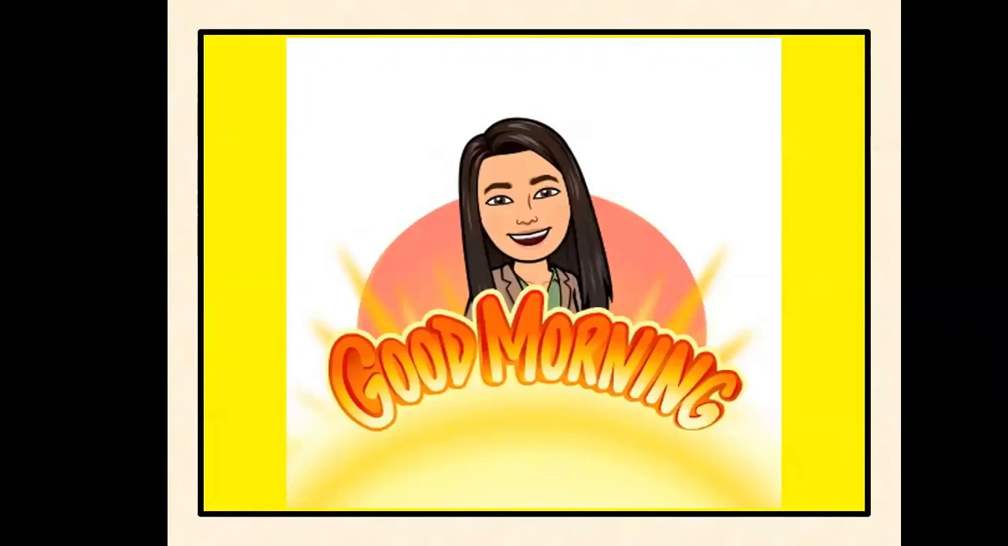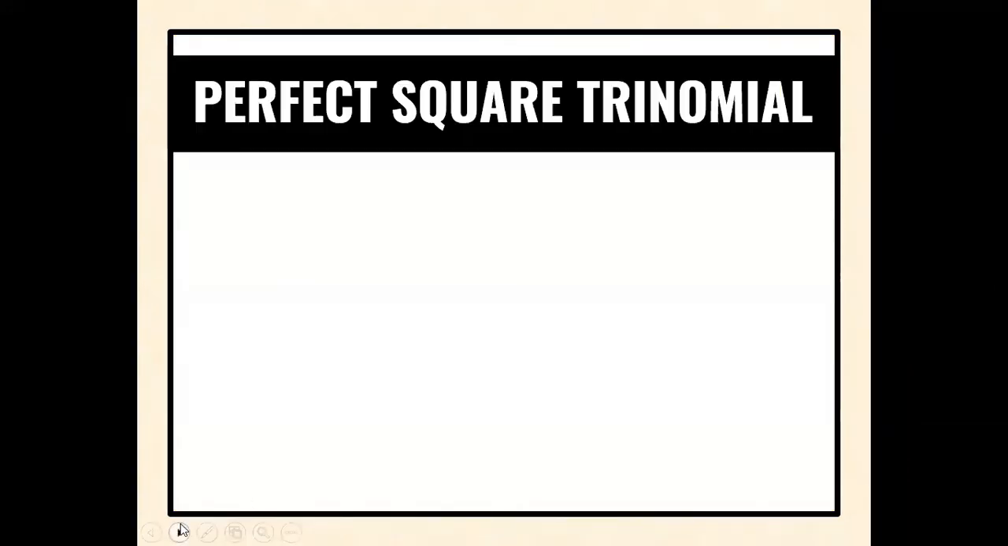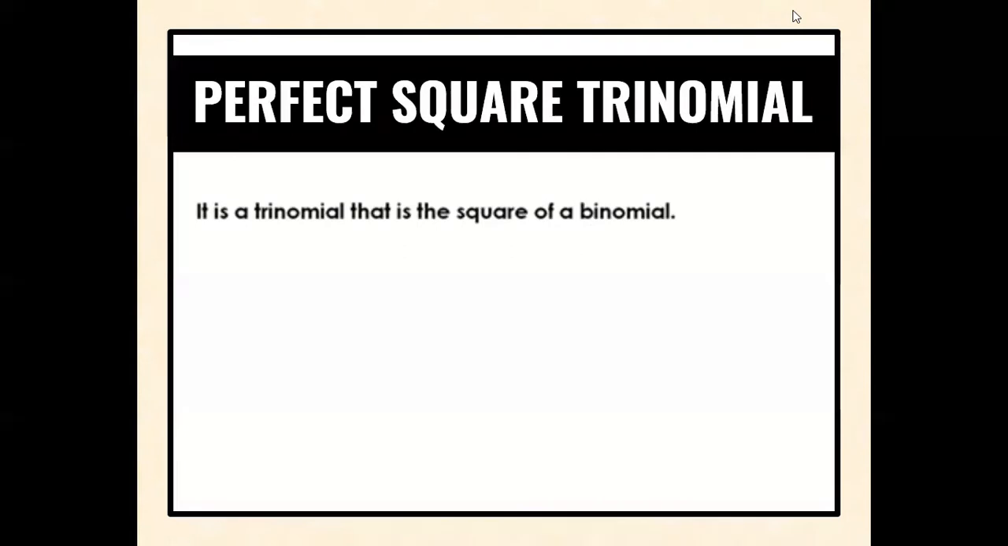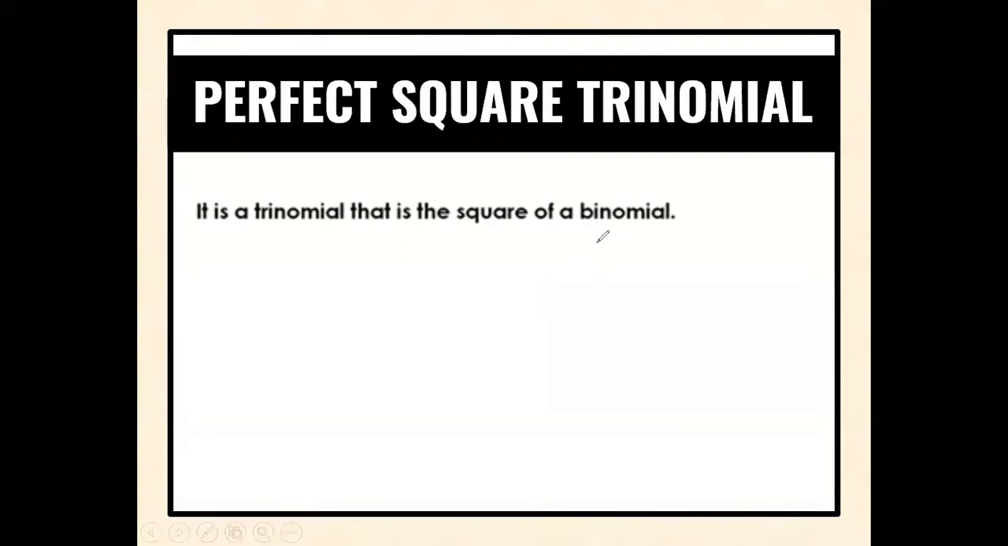Good morning, everyone. So for today's video lesson, we will be learning about perfect square trinomials. A perfect square trinomial is a trinomial that is the square of a binomial. So when we say trinomial, that means it has three terms, while binomial here has two terms. So the question is, how do we know if a trinomial is a perfect square?